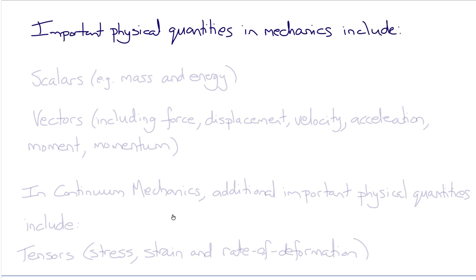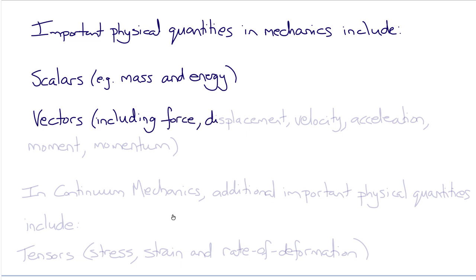Now, important quantities in mechanics include scalar quantities, such as mass and energy and density. Vector quantities, including force, displacement, velocity, acceleration, moment, and momentum. And these are the quantities that we'll use in statics and dynamics.